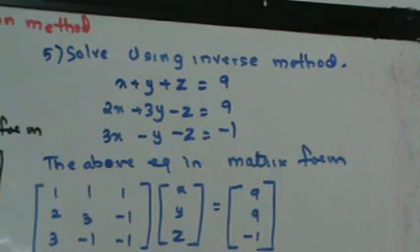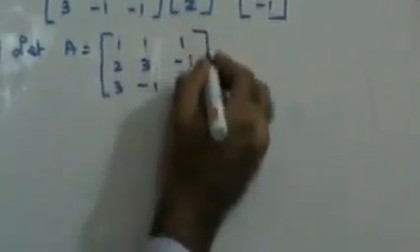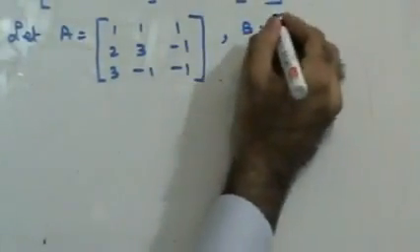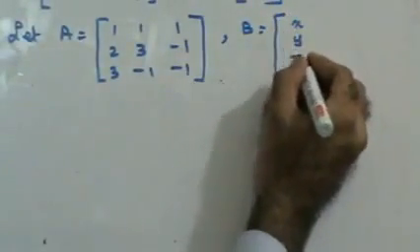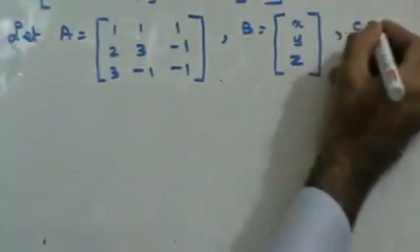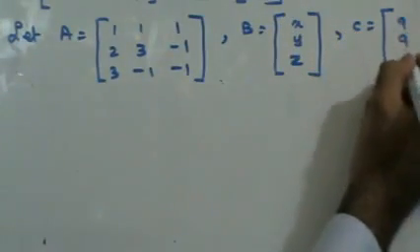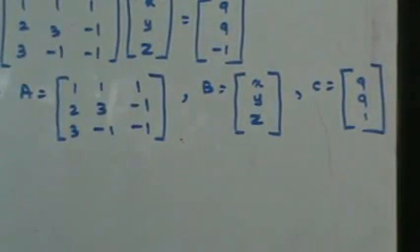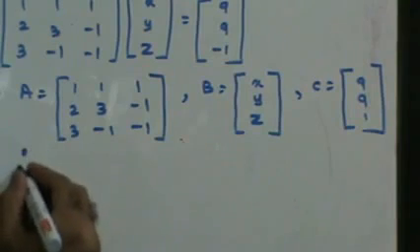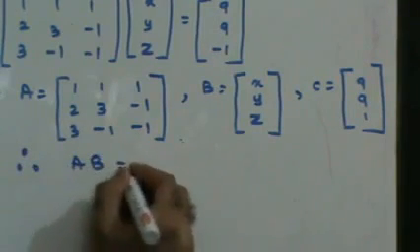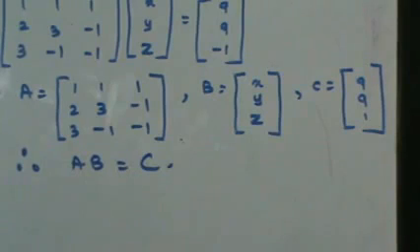let us assume that the first matrix is A. So A is [1, 1, 1; 2, 3, -1; 3, -1, -1]. Let us assume B is [x, y, z]. And let us assume that C is [9, 9, -1]. Right? So the three values that you have to first assume them to be A, B and C. In that case, I can therefore say that the above equation is in the form A into B is equal to C. Okay?